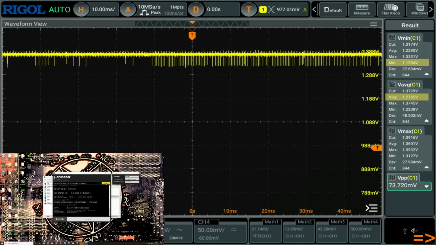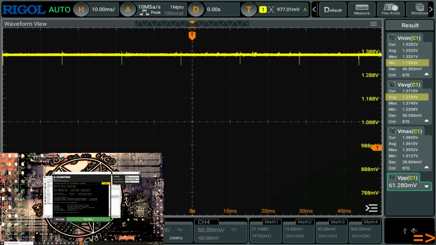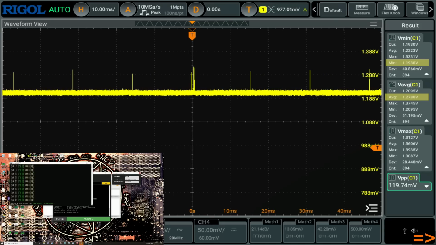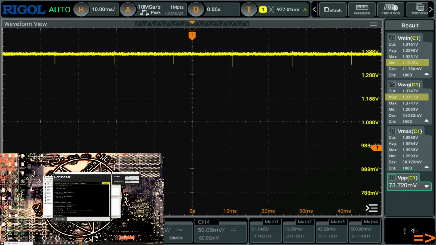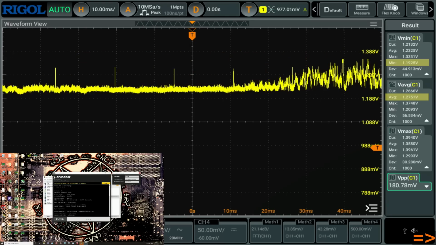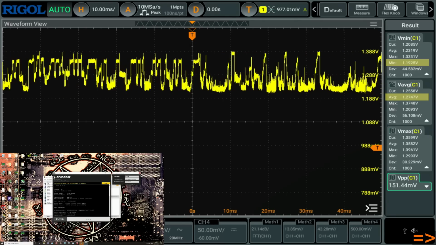Yeah, so now what I want to check is, what does Y-Cruncher look like when you run small FFTs? Can we move the mouse? Yeah, this is actually still worse, right? We're getting even lower minimums, like 1.1925. And if I go back and quickly run Y-Cruncher Pi, the minimums don't get any worse, right?